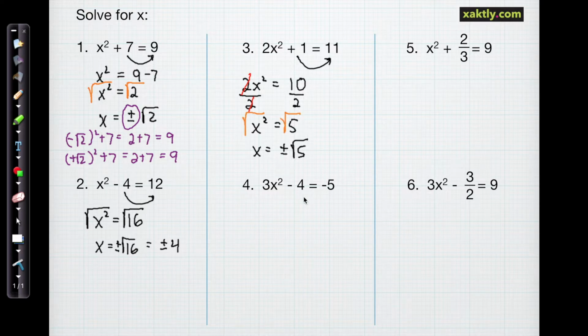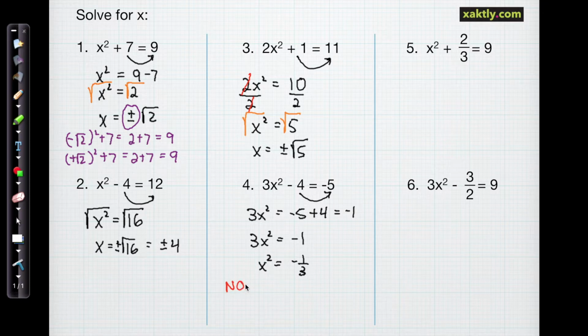Number 4 is done in a similar way. First, get rid of that 4. It's the easiest thing to do. Add it to both sides. So we have 3x squared is equal to negative 1. Negative 5 plus 4 is negative 1. Then divide by 3. We're on our way to getting the x by itself. So x squared is equal to negative 1/3.